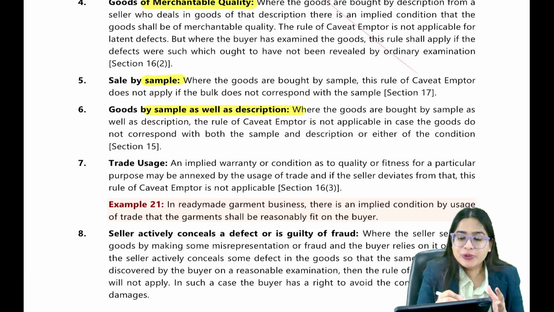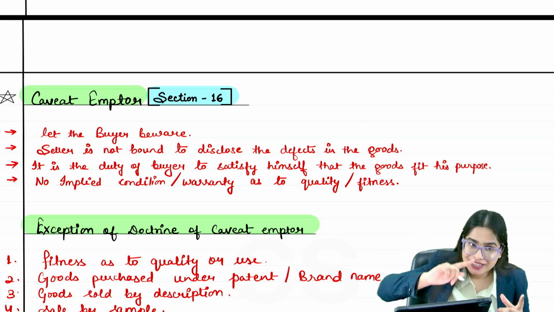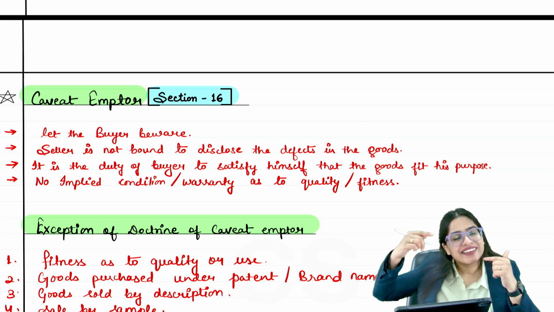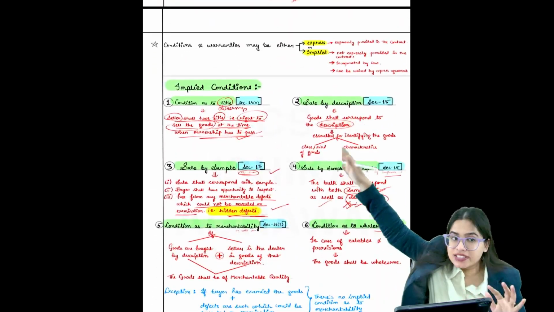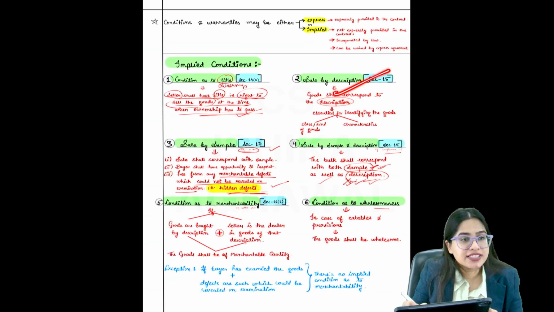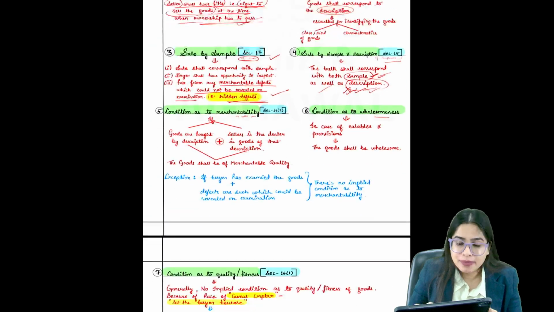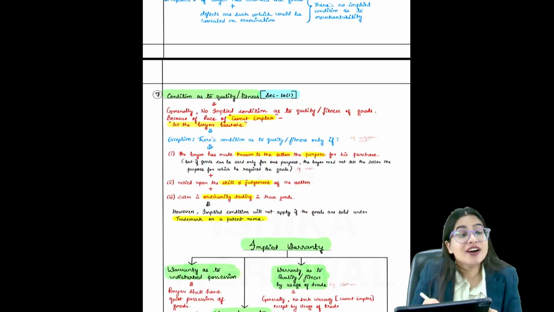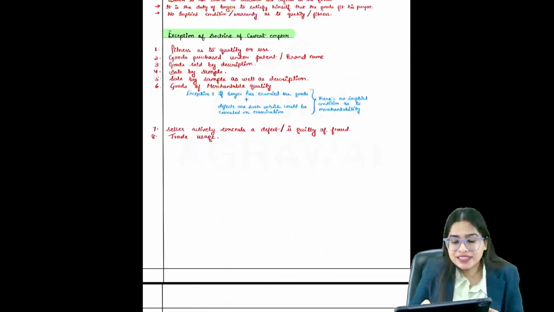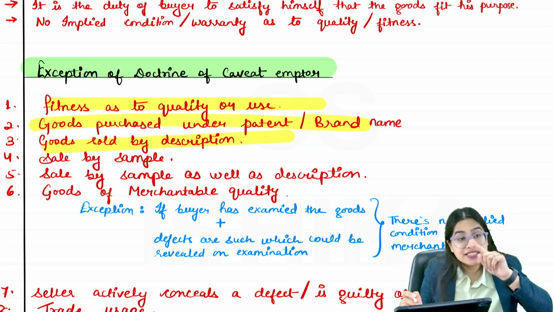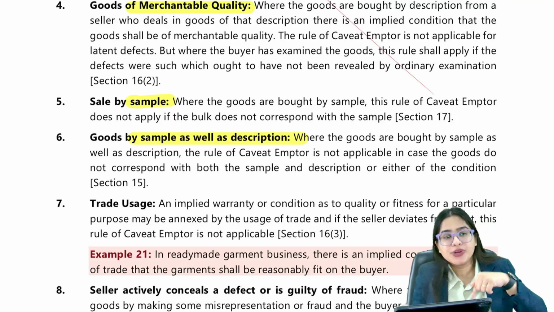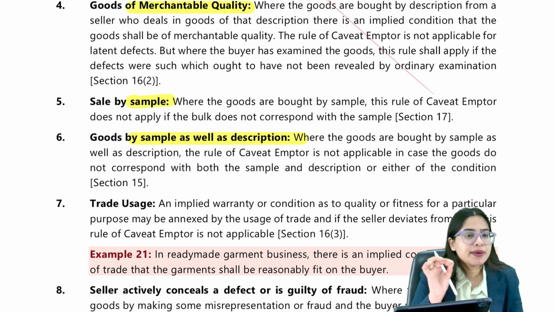What I'm trying to tell you is, all the 7 implied conditions that we did are the exceptions to caveat emptor. All these 7 implied conditions that we did, sale by description, sale by sample and description, merchantable, wholesome, fitness and quality, all these are nothing but the exceptions to caveat emptor. So the exceptions of caveat emptor are the same as the implied conditions, so it is nothing new. You don't need to do it again. Whatever we studied in implied condition, you can write here also in the exceptions of caveat emptor.